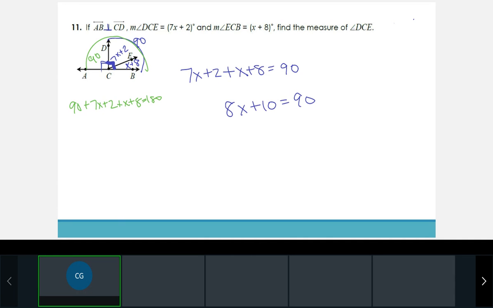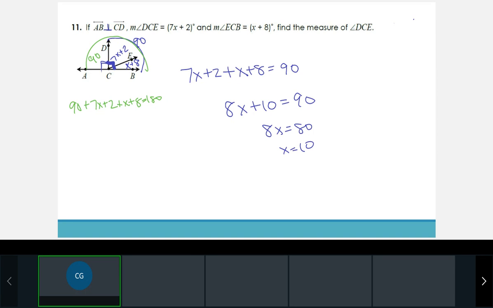Okay, don't forget to combine your like terms. 7x and 1x is 8x. 2 plus 8 is 10. Subtract 10 from both sides. Divide by 8.